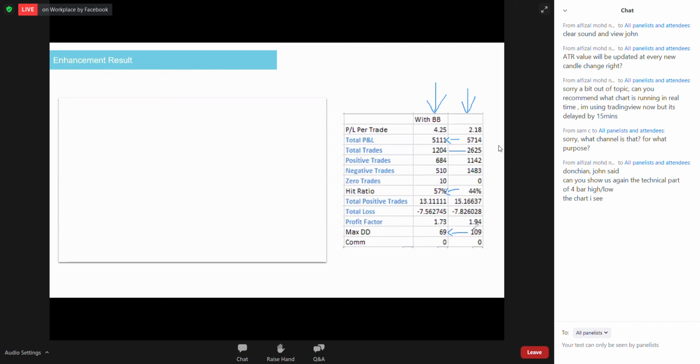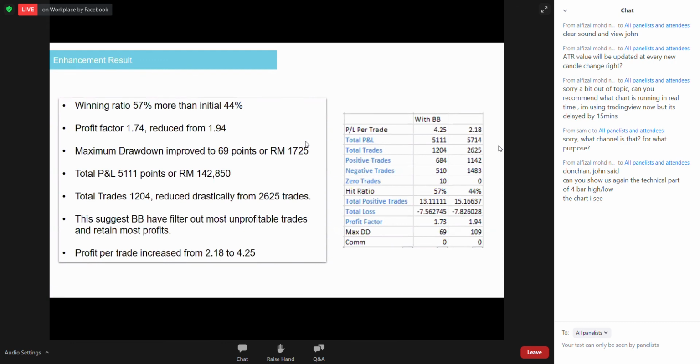The maximum drawdown is 100 points, like 200 points, 2,500 drawdown. Then it will reduce to around 70 points, which is also an improvement. It means Bollinger Band helps us to exclude all the white noise, all the bad signals.